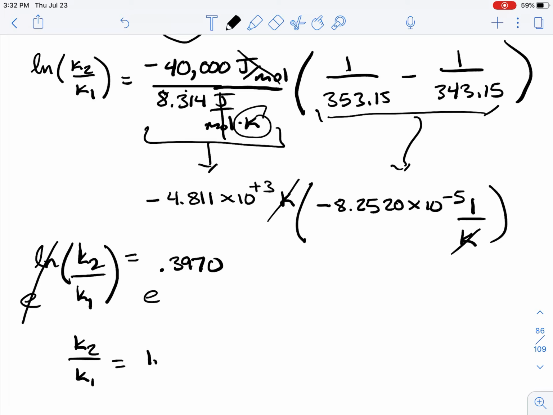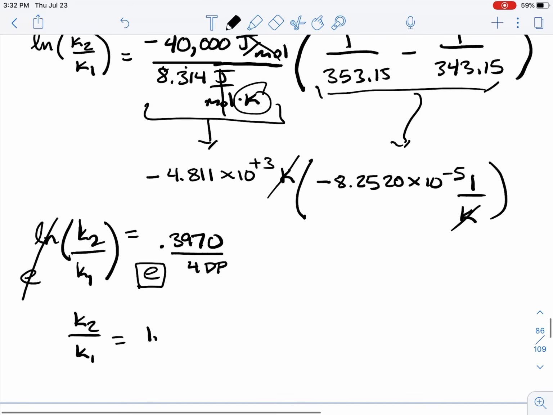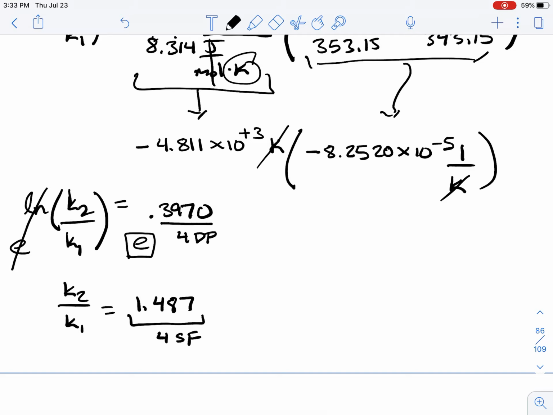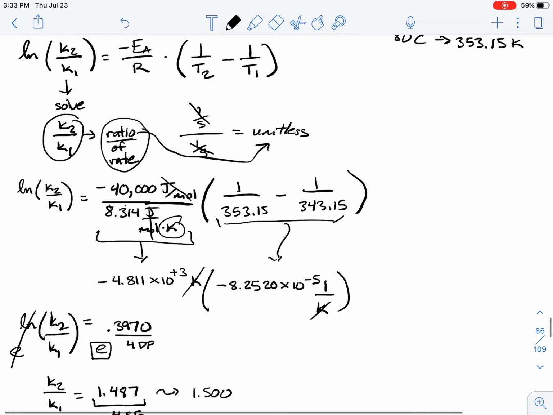So let's just talk about sig figs here. Since there are 4 decimal places, I'm going to record 4 sig figs in my answer. So 1.487 is going to be my answer. And so we can go ahead and approximate my answer to 1.500, so that way the description makes more sense.